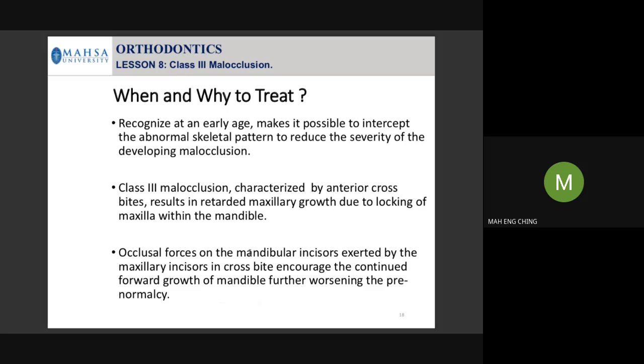When to treat? Class 3, usually we tend to wait a bit longer compared to other malocclusion types. Because in class 3 the mandible will keep growing, you don't want to do it too early because the result is not stable. So you have to wait until the patient more or less stops growing, and then you go in, and the result will be stable.